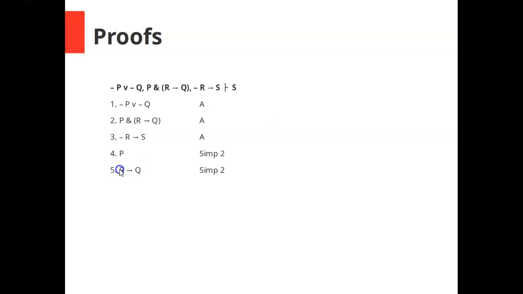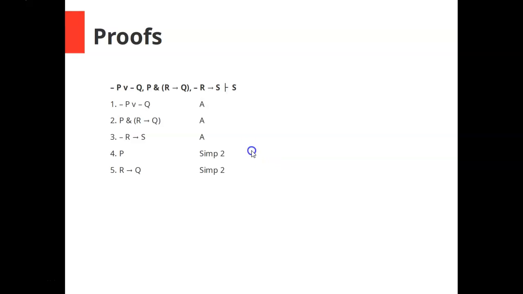We're trying to get not R, and we see that R is the antecedent of a conditional. If we get not Q, then we could get not R from the rule of modus tollens. How do we get not Q? Look at 1 and 4. We almost have what we need to use disjunctive syllogism to get not Q.